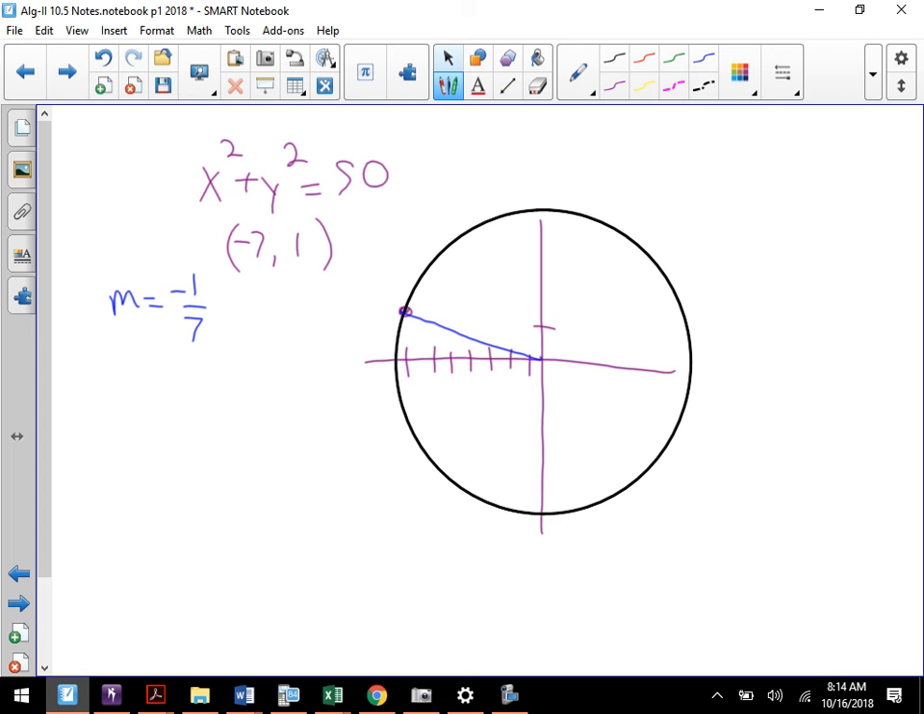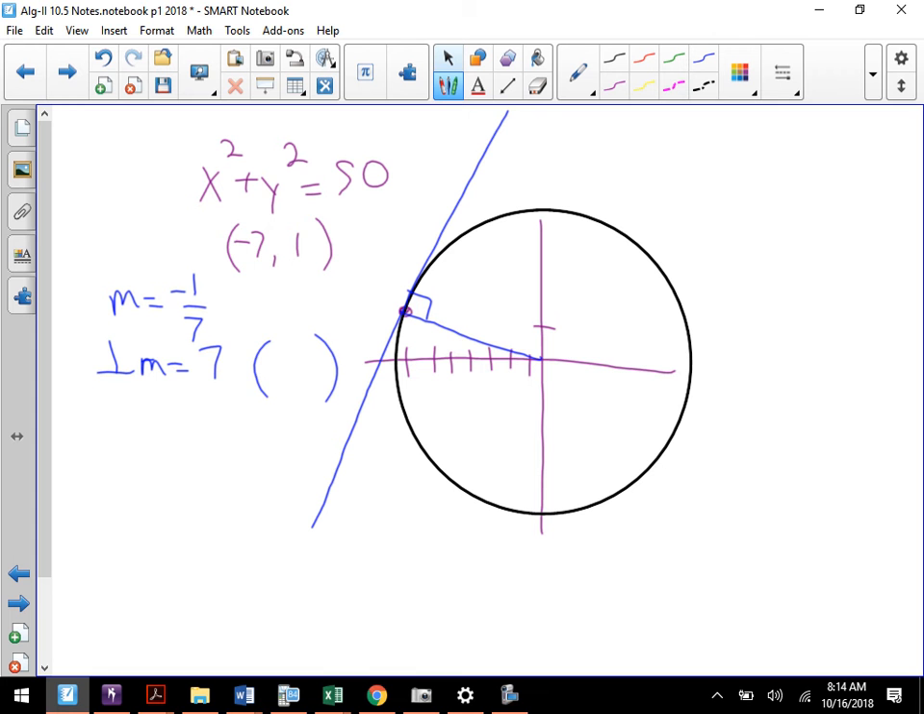Now, if you're perpendicular to it, what are your slopes? 7. Yeah, it's the opposite reciprocal. Change the sign, flip the fraction. Easiest thing to remember. So the perpendicular slope would be 7. And through what ordered pair do you need to write the equation?